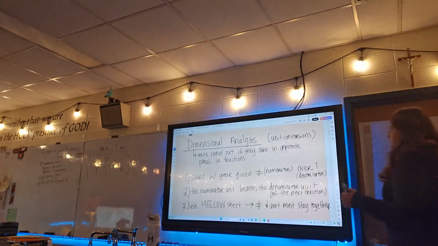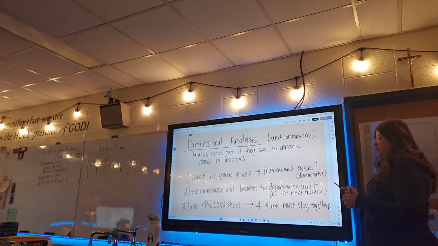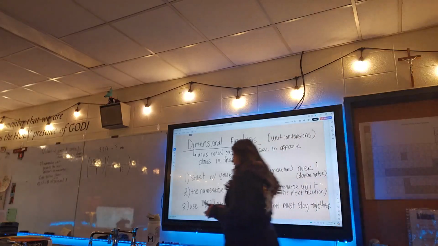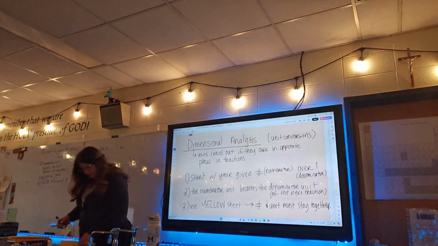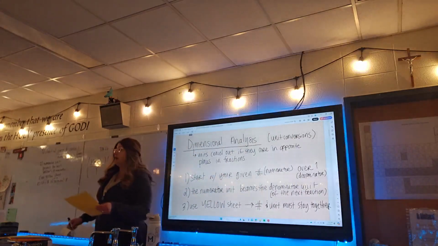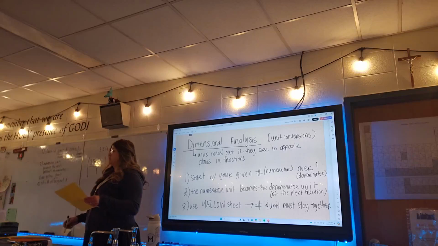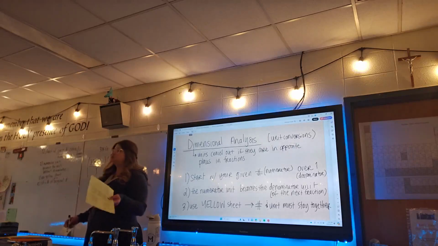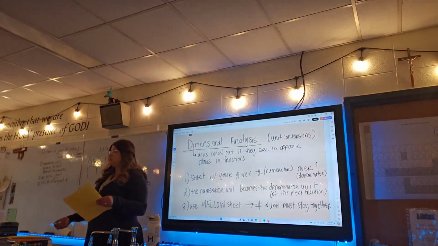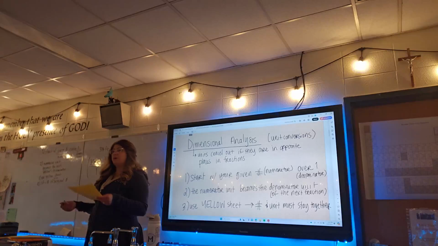Okay, so let me now go back and do number three. Let me use my yellow sheet and see what I can figure out here. Feet and miles are both part of the English measuring system. There are two systems of measurement that the world uses: the English system, which now only Americans use, and the metric system, which is what everybody else uses.